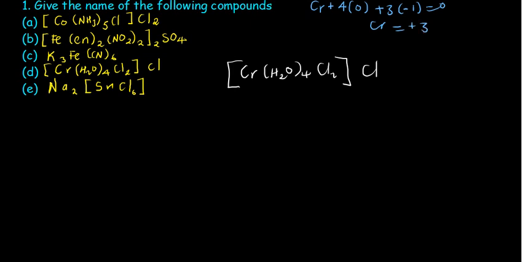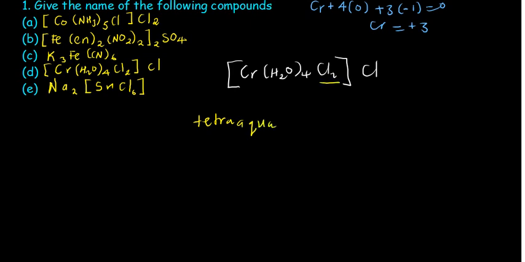So therefore the name is going to be, how many water ligands do we have? We have got 4 of them. Therefore the name is going to start with, for 4 we name it as tetra. Just like 2 is di, 3 is tri, tetra, penta, hexa, hepta, like that. Now when we have got water as a ligand, we don't name it as water, it is aqua. So that is tetraaqua.